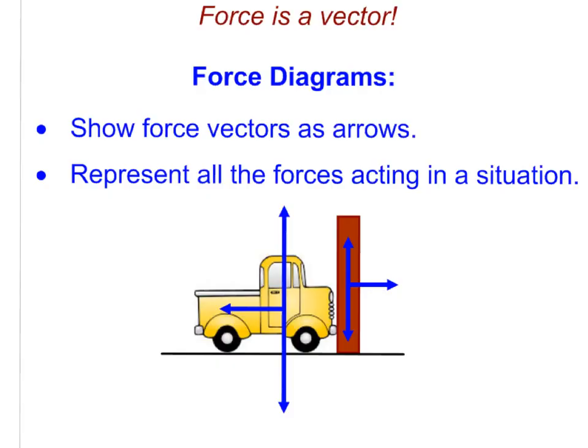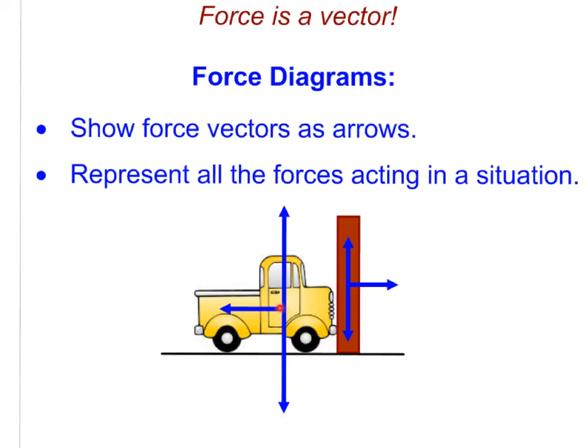So let's take a look at how we can represent forces in a diagram. We call those force diagrams, where we represent all the forces acting in a particular situation. The force vectors are shown as arrows. Here we have a force diagram showing the force vectors as arrows, and regardless of where on an object the force is applied, typically in force diagrams, the forces are drawn as though they act on the center point of that object.